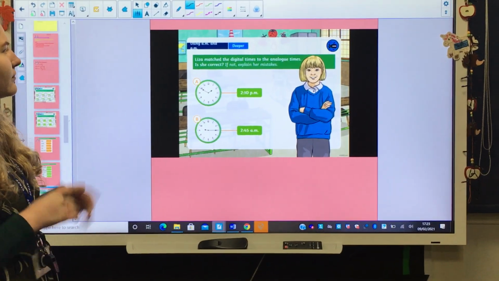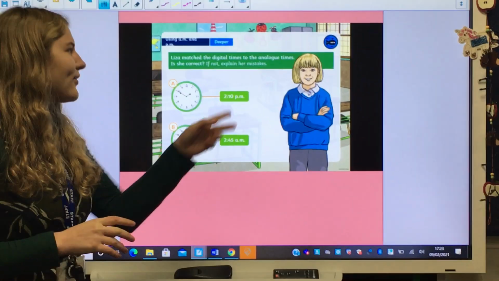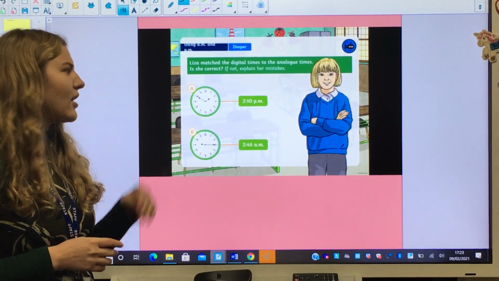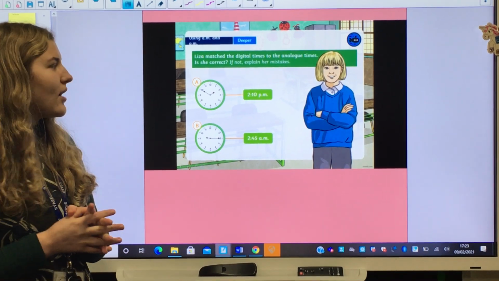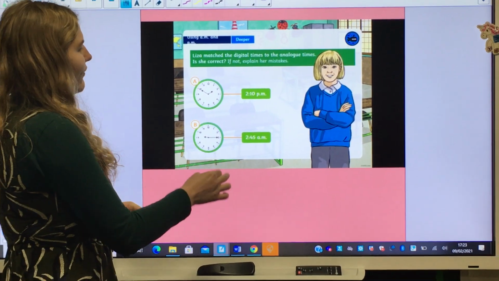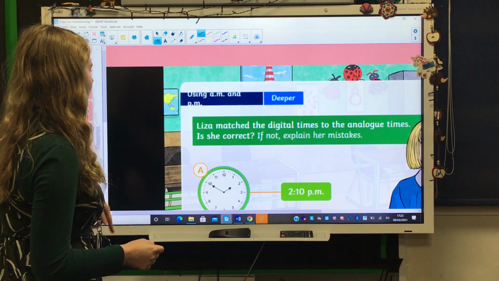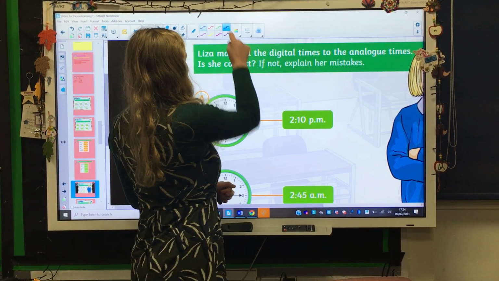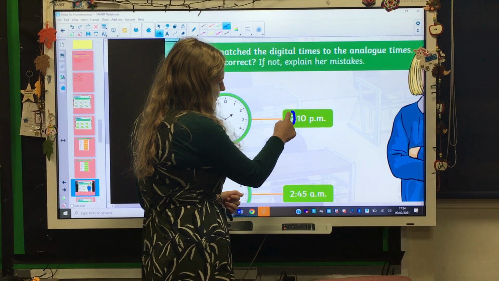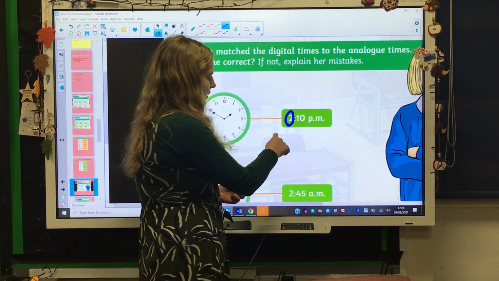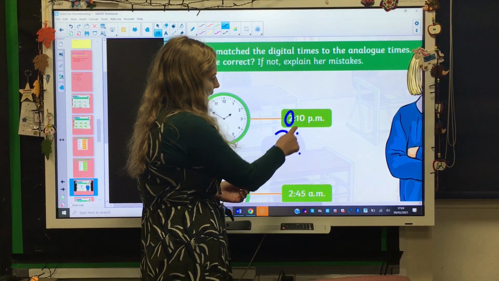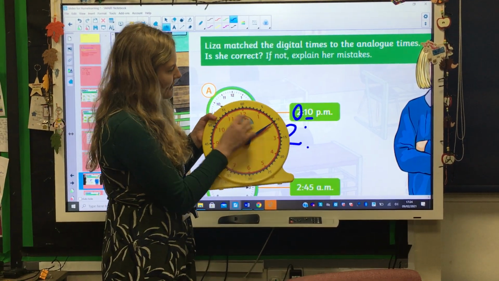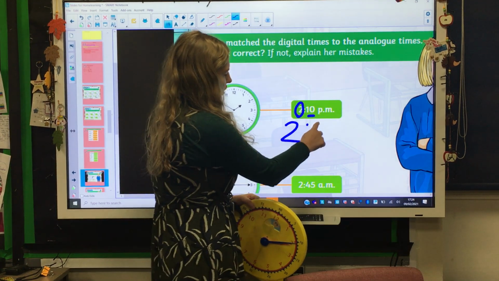Lovely. So, we've got a bit of a question here that we need to answer. So this is Lisa. Say hi, Lisa. Okay, she has matched some digital time to analog time. So, you are all really good at telling the digital time, but let's just practice for a second. So, if you have a look here, I'm going to zoom in so it's a bit clearer on the video. Super zoom. Okay, we have the time. So, the first number is the hour. Okay, so that's 2. And the second number is the minutes. So, on your clock, this would look like this. So, it would be 10 minutes past 2.